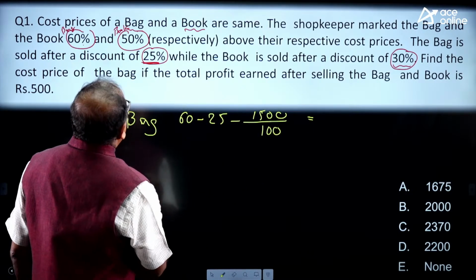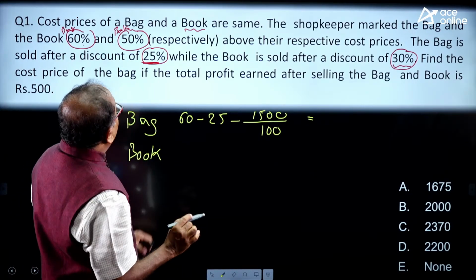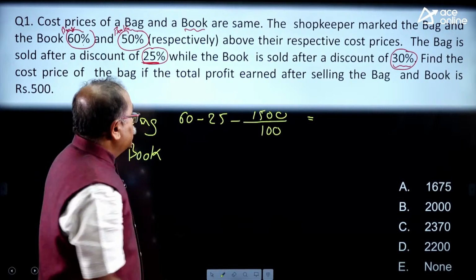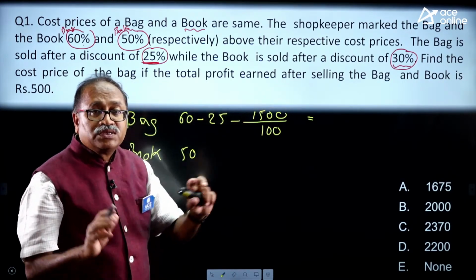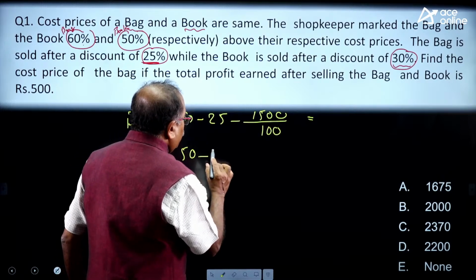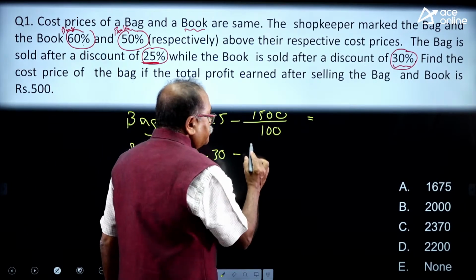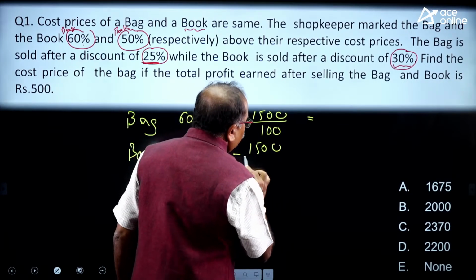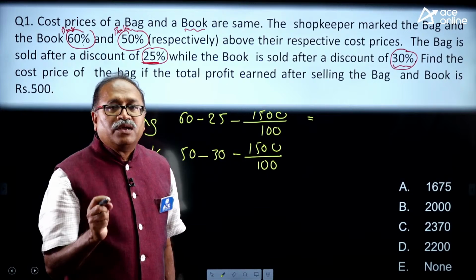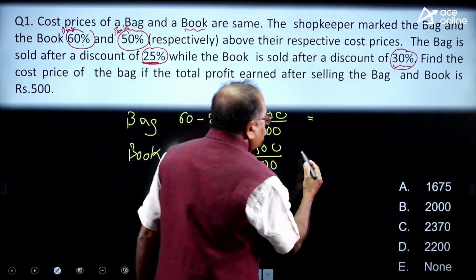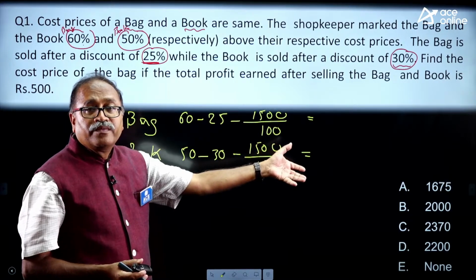In the same way, let's come to the book over here. What is the markup of the book? That is 50%. What is the discount over here? The discount on the book is 30%. So minus 30 and minus 50 into 30, that is 1500 by 100. You don't need to write down all the things, because the moment I write 1500 by 100, I know that is 15. So by this I will be getting the profit percentage of the book.